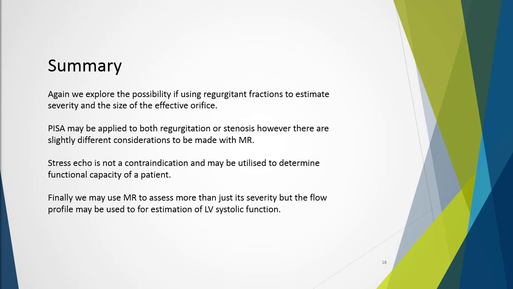So in summary, again, we explore the possibility of using regurgitant fractions to estimate severity and the size of effective orifice areas. The PISA may be applied to both regurgitant or stenotic lesions. However, there are slightly different considerations that need to be applied when we look at mitral regurgitation. Stress echo is not always a contraindication when we have mitral regurgitation and may be utilized to determine functional capacity in the patient, which is typically useful for patient management. Finally, we may use the MR to assess more than just its severity alone, but the flow profile can be used for the estimation of LV systolic function.